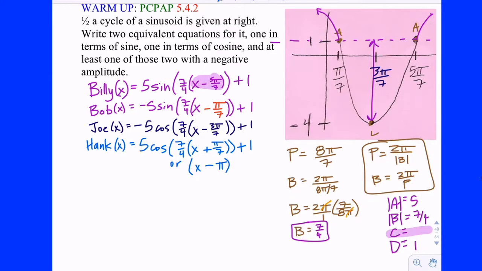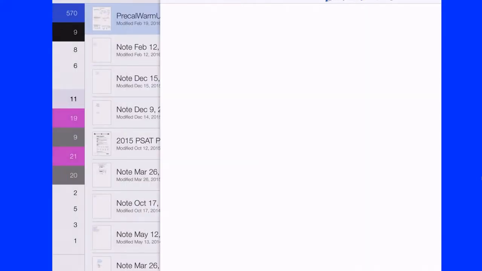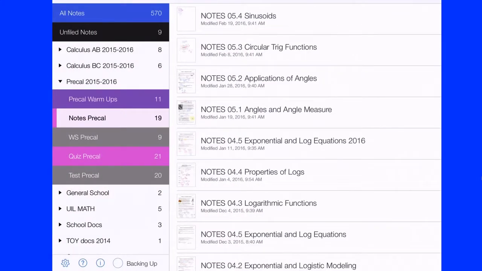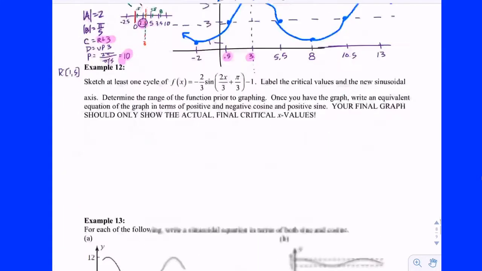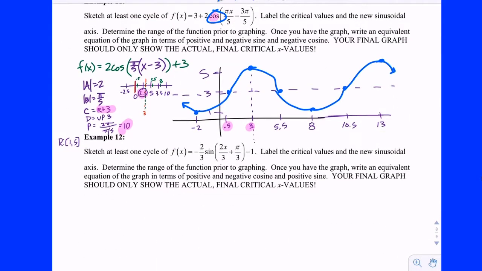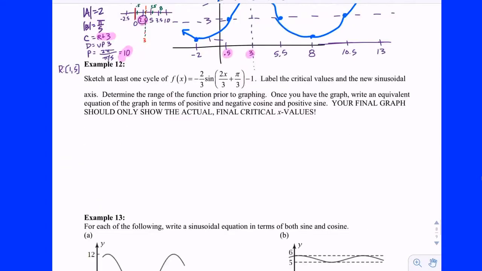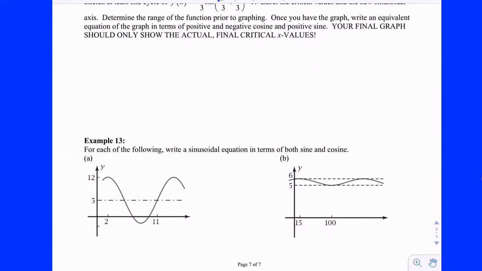No? Okay. Well, let's return to the notes then. We'll get more practice with that. You'll have one like that on your quiz tomorrow. 5.4, sinusoids. All right, we're on example 12, and then we got 2 graphs to write equations of.